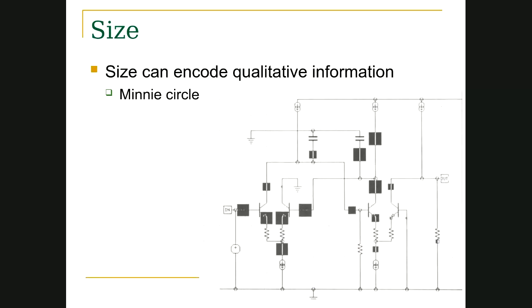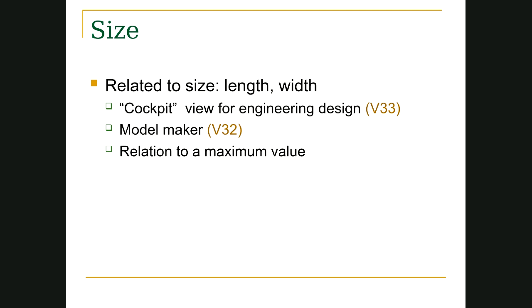This is using size to represent something about impedance or resonance for different parts of an electric circuit. It's kind of old, so I'm just going to skip over it. But also related to size, I think I'm going to play this Model Maker. I'm going to skip Cockpit for Engineers. These are videos from version 2 of the book. You can still find them online, but this video, Cockpit View, wasn't that interesting. So we'll look at Model Maker because it's more statistically oriented and again, non-quantitative.